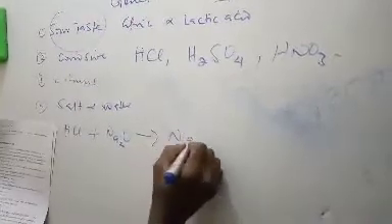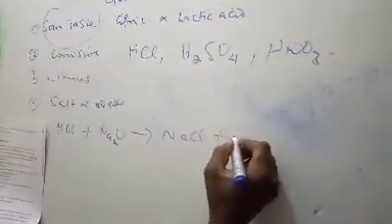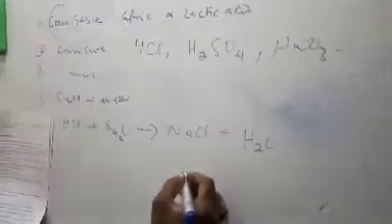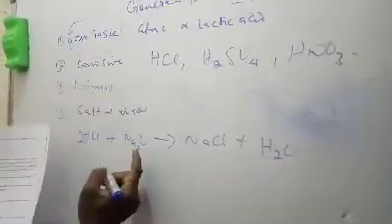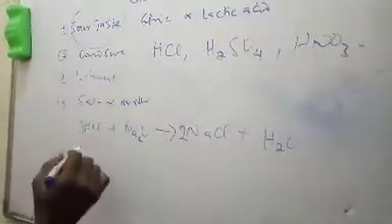They react with metal oxides and hydroxides to produce salt and water. For example, HCl reacting with a metal oxide like sodium oxide, Na2O, to give you sodium chloride plus water. 2HCl plus Na2O gives 2NaCl plus H2O. This equation is balanced. They react to produce a salt and water.